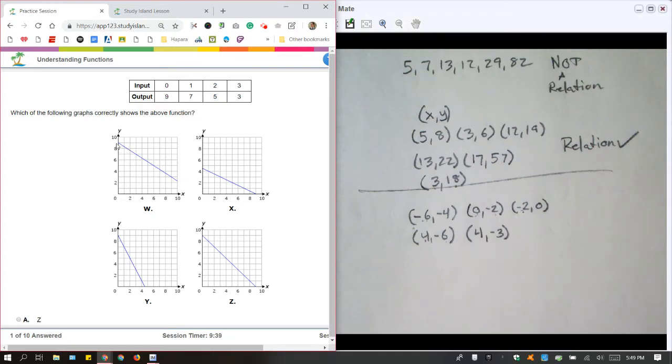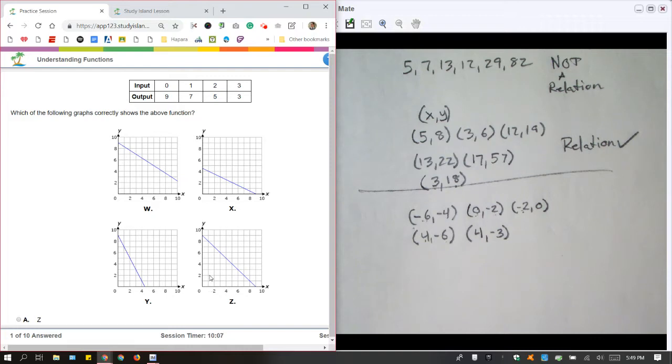So W, 0, 9, X, that's not 0, 9 at all. Remember, X values go left and right, Y values go up and down. So it's not this one. This one has 0, 9, and this one has 0, 9. So it's definitely not X, but it could be W, Y, or Z. Let's find 1, 7. 1 on W is right here. 7 is right there, so it's not W. Let's try this one. 1, 7, that works.